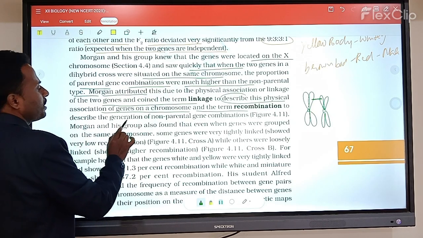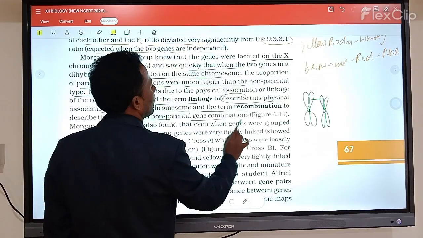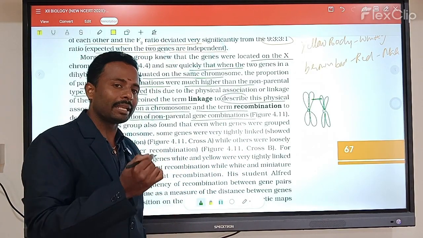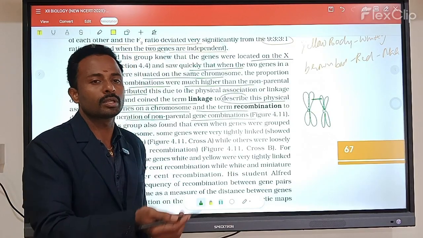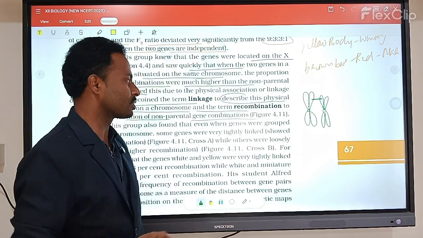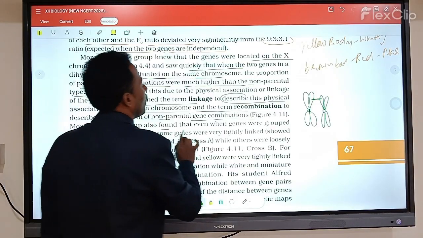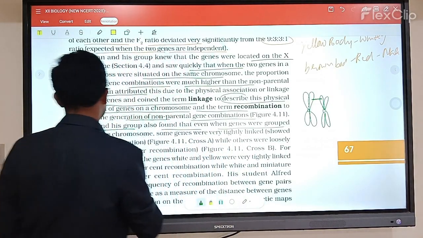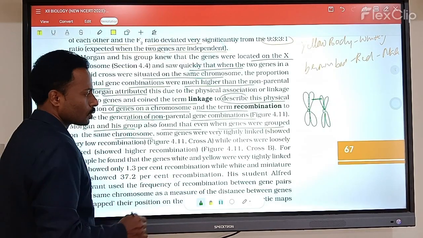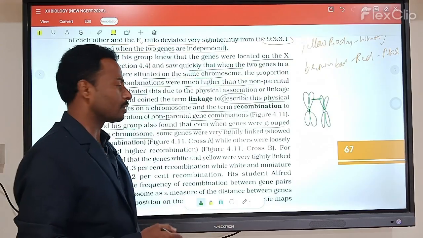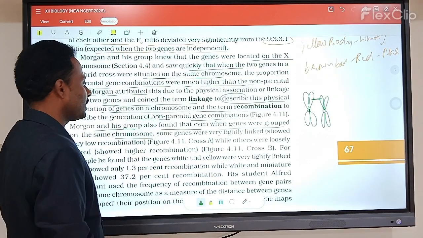Next, the generation of non-parental combinations: from generation to generation, recombinants and non-recombinants both appear in the next generation. Morgan and his group also found that even when genes were grouped on the same chromosome, some genes were very tightly linked. The entire chromosome moves from generation to generation.